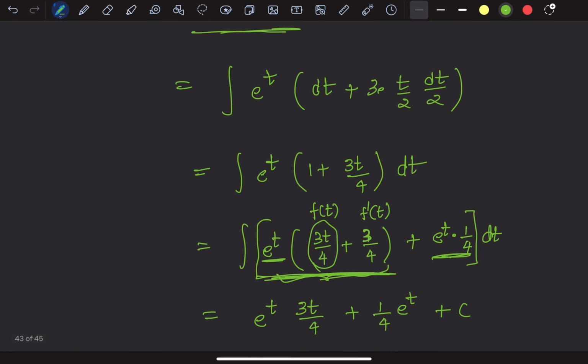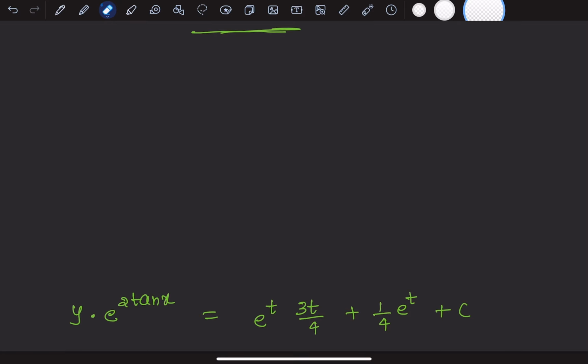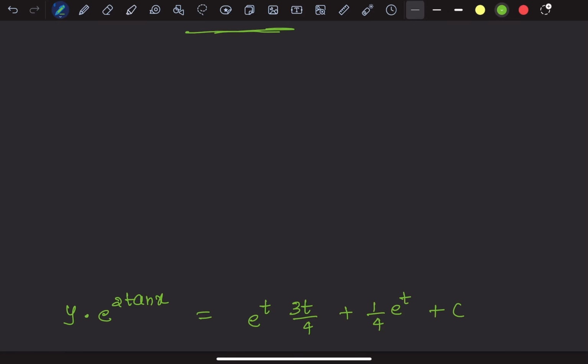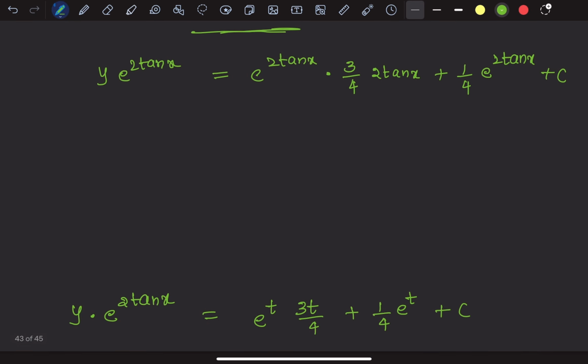Alright, this is simply y multiplied by e to the power 2 tan x. Now let us put the values and solve it further. So now let us put the value of t. So this will be y e to the power 2 tan x is equal to e to the power 2 tan x multiplied by 3 by 4, t is 2 tan x, plus 1 by 4 e to the power 2 tan x plus c. So it is given in the question that f of 0 is 5 by 4. So y is equal to 5 by 4 and x is equal to 0.